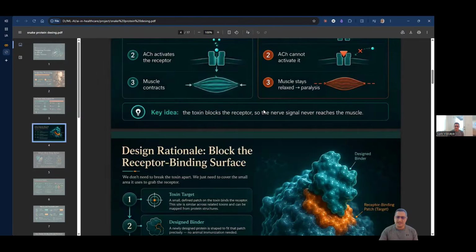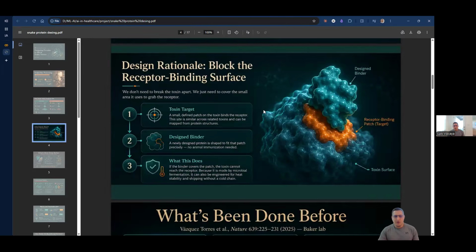How is this solved? Normally we don't want to break the toxin apart. We just want to design a binder that attaches to the receptor binding patch in the toxin, like this here. This is the binder, and it attaches to the receptor binding patch and doesn't let this protein attach to another protein. So in some way it blocks the toxin.